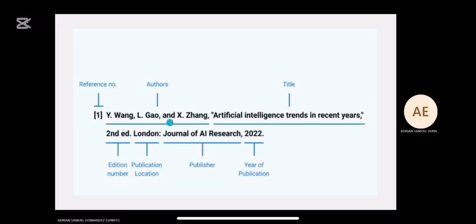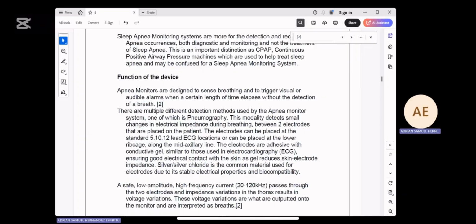For the format of the IEEE, first I use the reference number that I used in the report, followed by the authors, the title, the edition number, the publication location, the publisher, and year of publication.